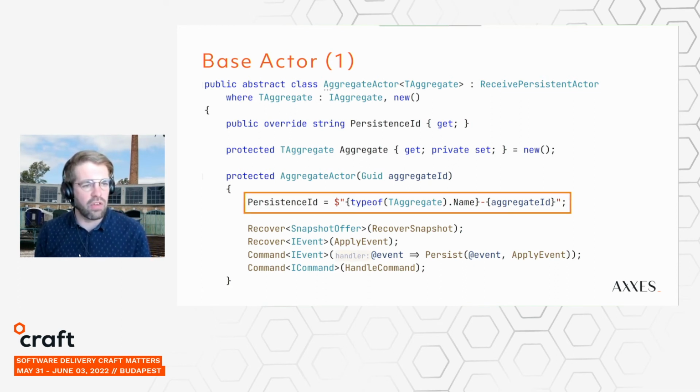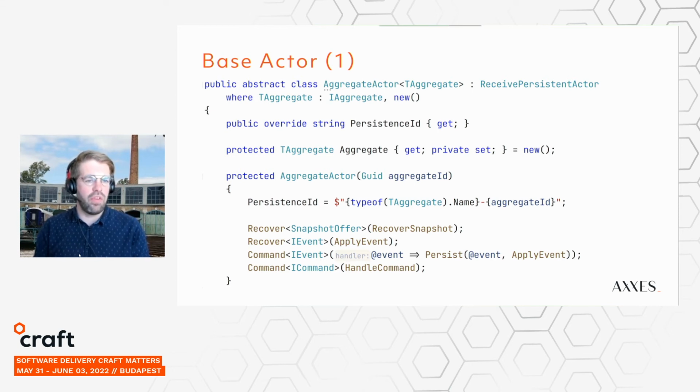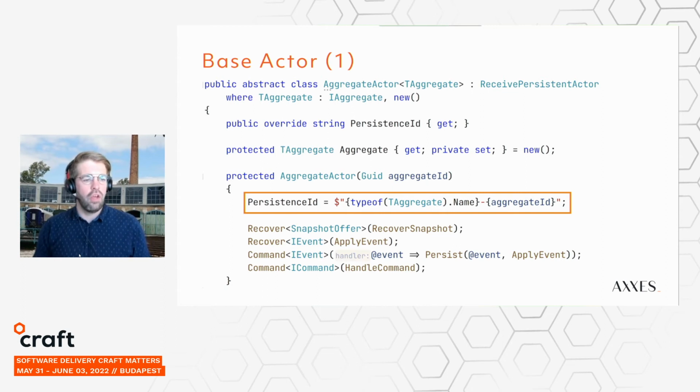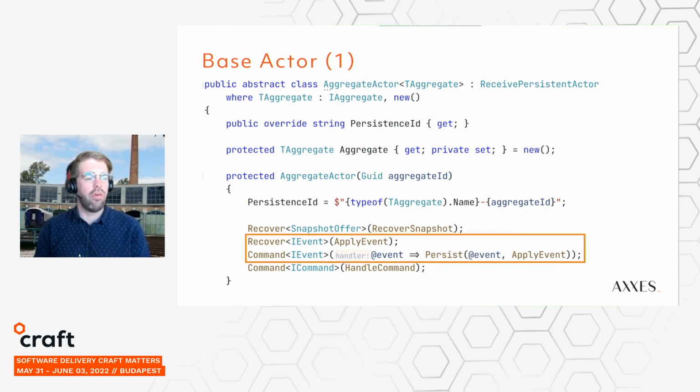And what you'll see at the top is every persistent actor needs a unique persistence ID. So what I'll do is I'll use the type of aggregate and the ID of the aggregate that will be unique across our system, and that should be perfect. We also no longer have a receive method. We now have recover methods and command methods.